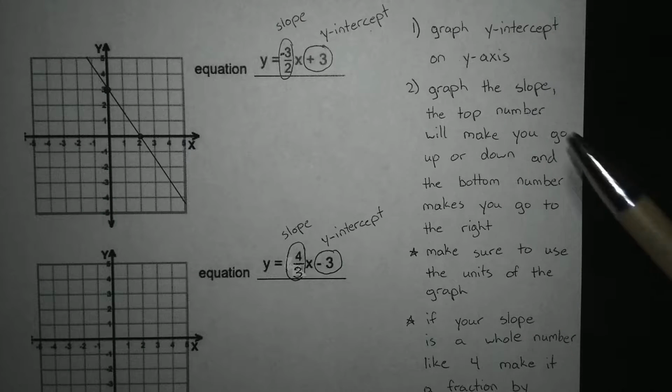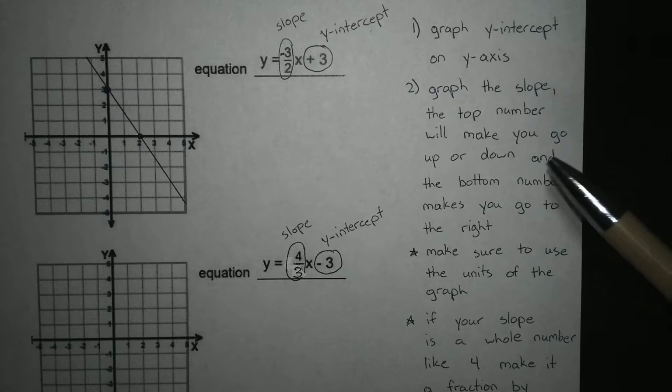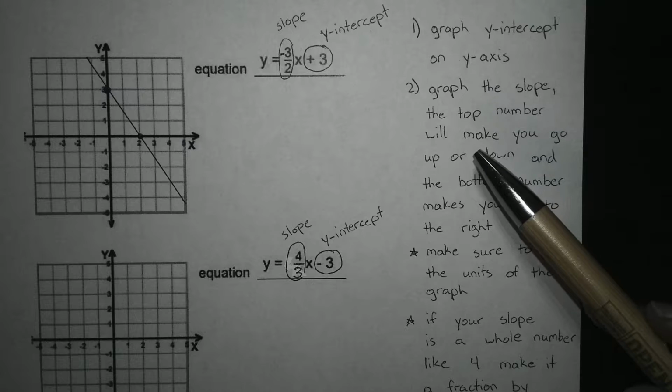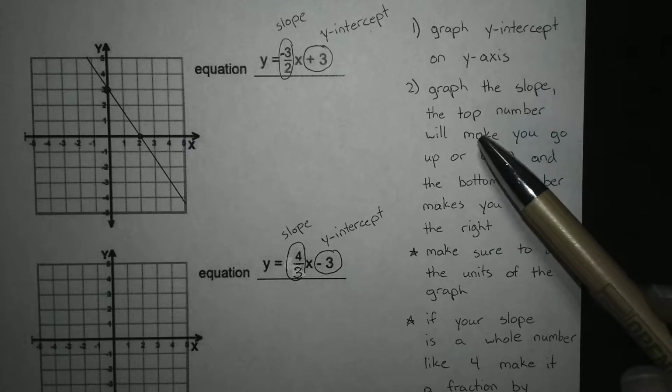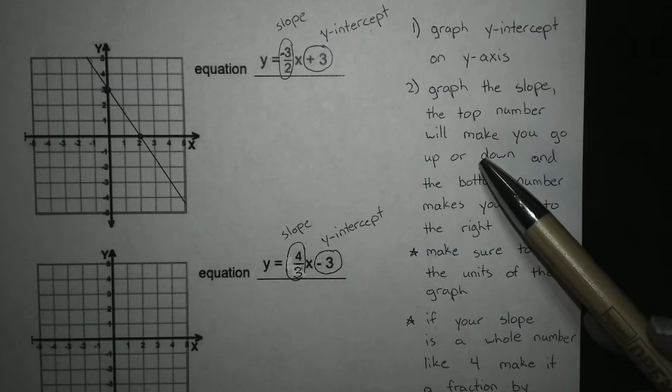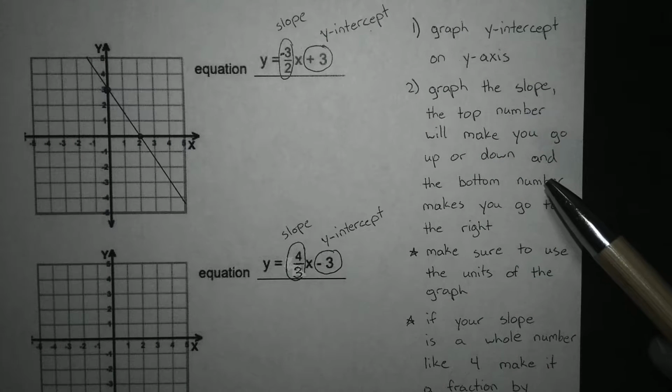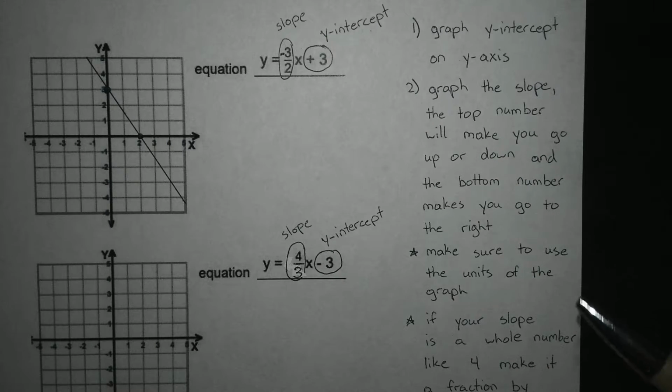Then we're going to apply the slope. To graph the slope, which is negative 3 over 2, if you're not sure whether the negative goes with the top number or the bottom number, it will always be the numerator, which is the top number. The top number, in this case negative 3, will make you go either up or down, and because it's a negative, it will make you go down. So basically we just need to go down 3 spots.